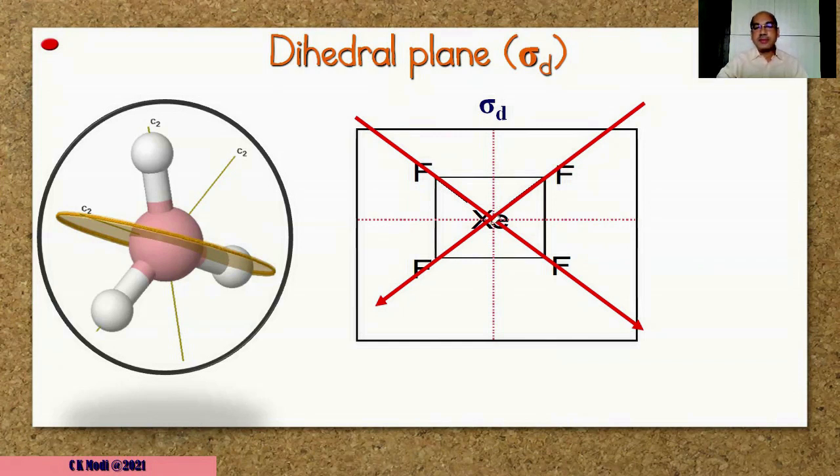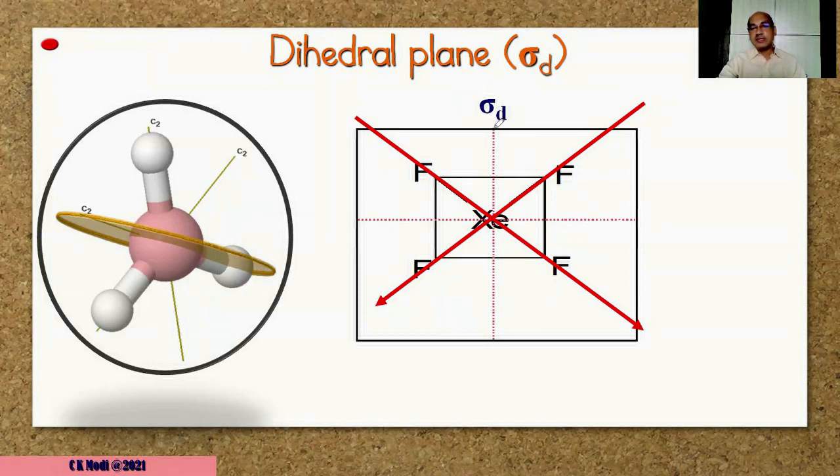Okay, and where is my principal axis? The principal axis is passing through the center. If I rotate by 90 degrees, this fluorine comes over here, this fluorine comes over here, this fluorine comes over here, and this fluorine comes over here. So this is an equivalent structure. So this C4 we consider as the principal axis, and these 4 C2s are the subsidiary axes: 1, 2, 3, and 4. 4 C2s are there. Now, what is the condition of a dihedral plane?